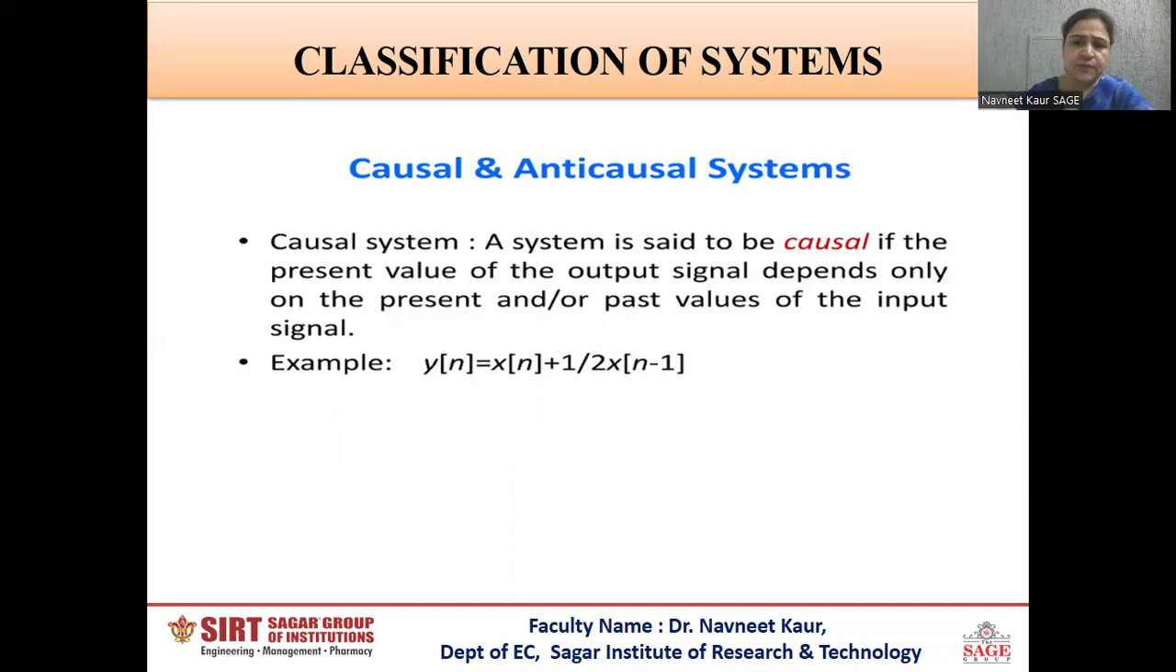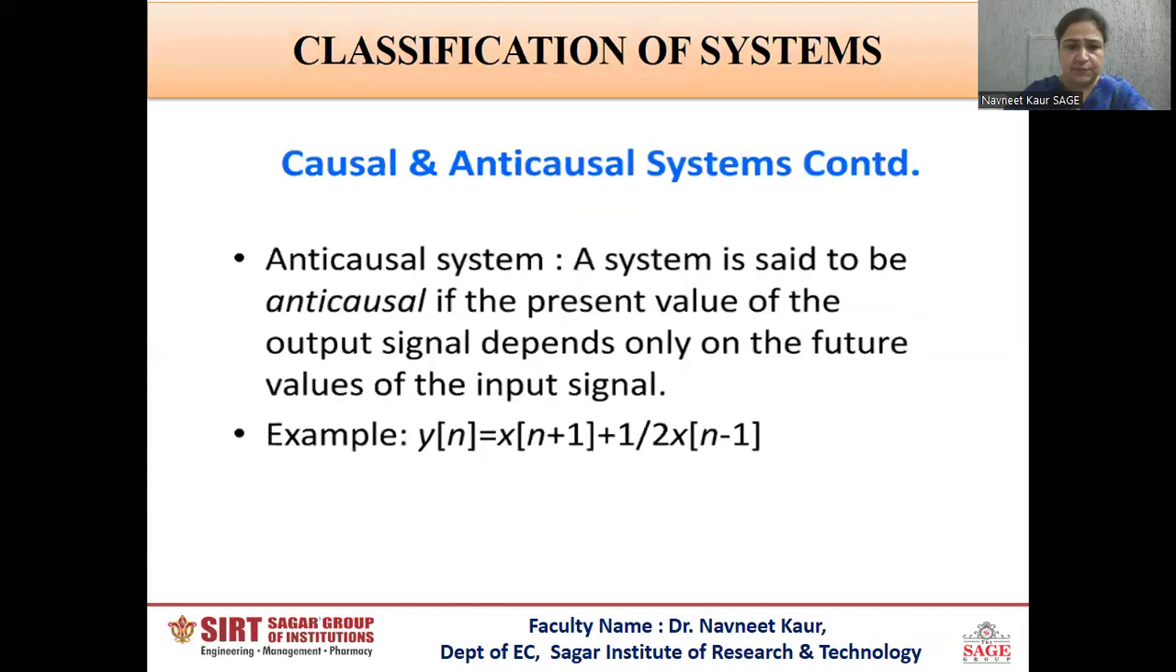A system is said to be causal if the present value of the output signal depends only on the present or past values of the input signal, but it does not depend on the future values of the input signal. So this is an example of a system equation which is a causal system. y[n], the output at the present instant n, depends upon x[n], which is the present input, and also on x[n-1], which is the past input, but it does not depend on the future input.